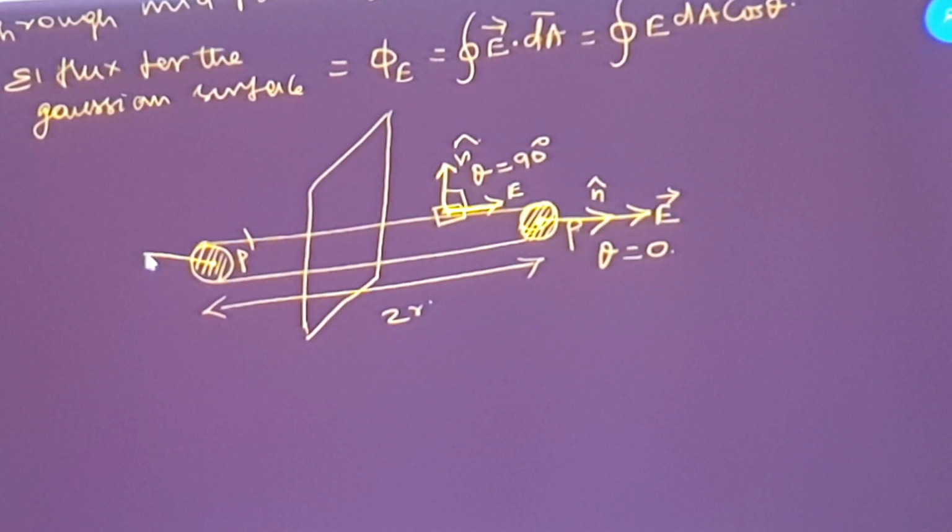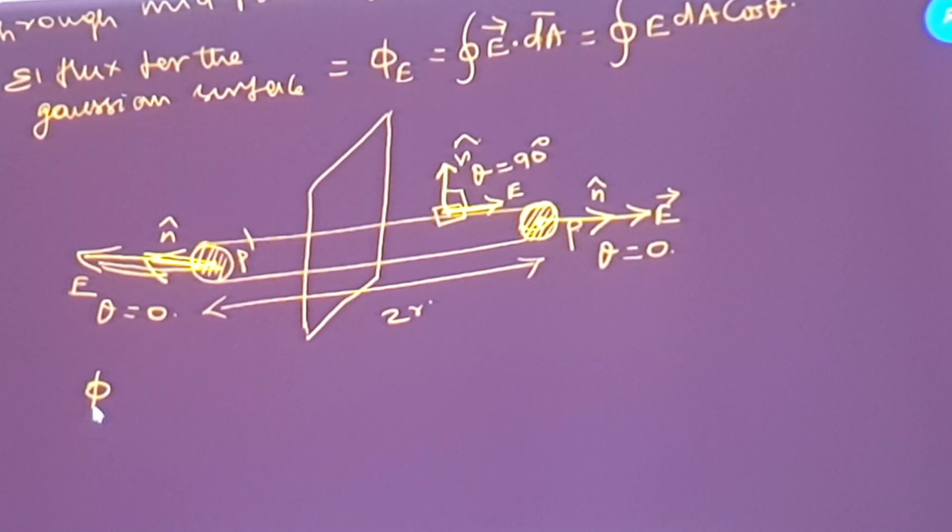Similarly here, the electrical field will be acting radially outwards, so I am taking it as E. If you drop the normal also along the same direction, here also theta equals 0.